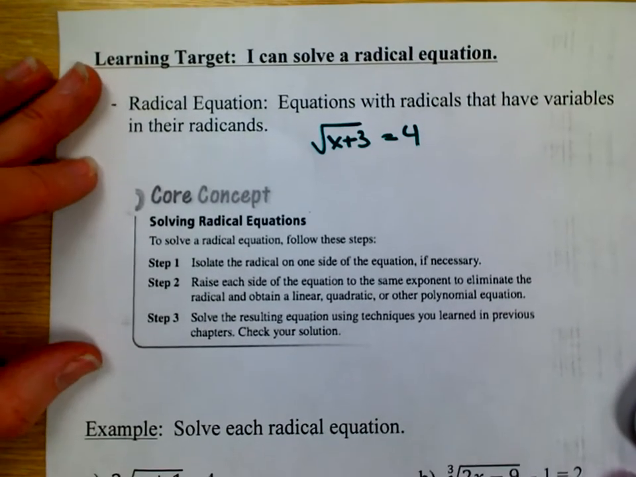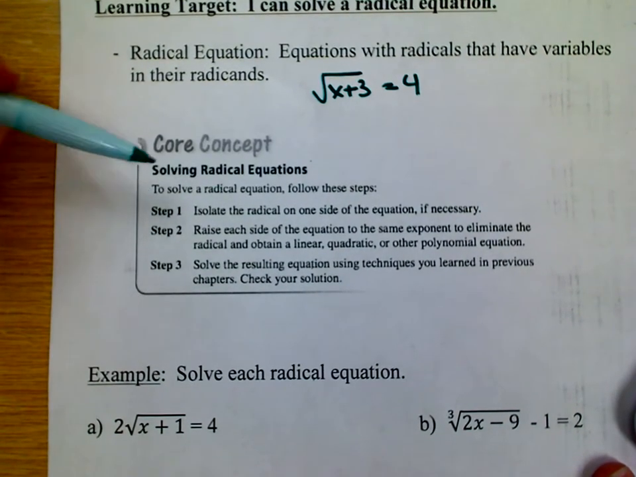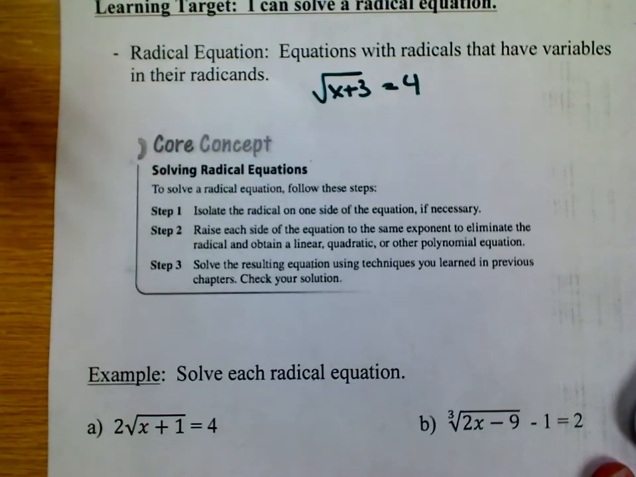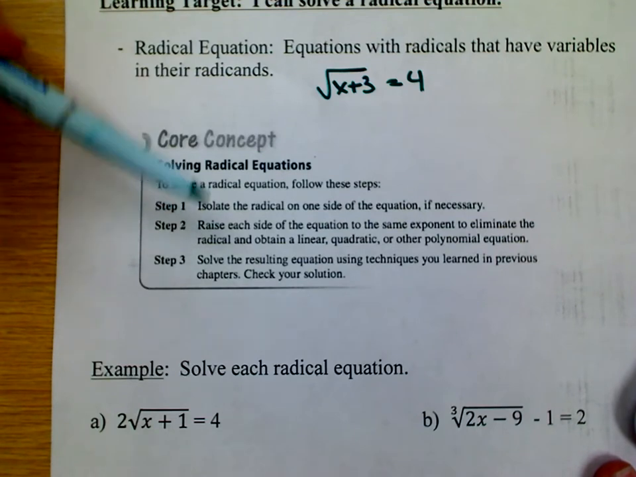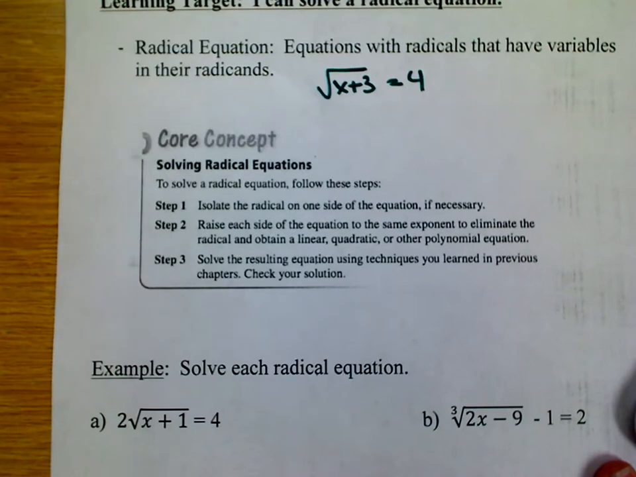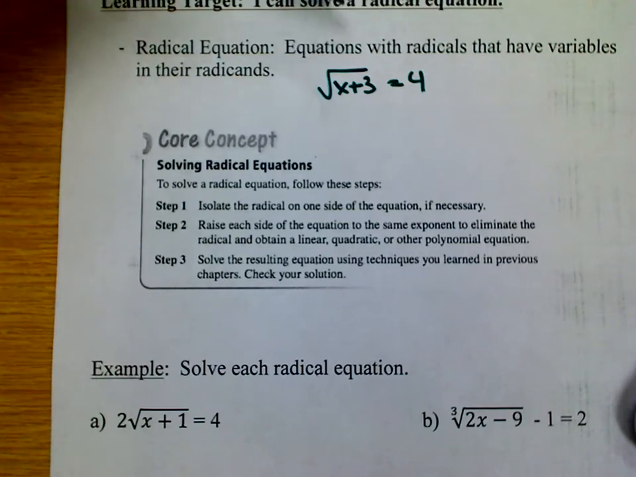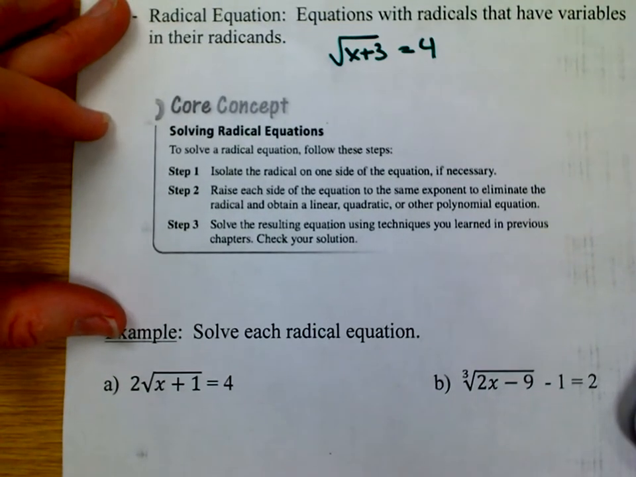And there's basically 3 steps where you need to solve, or to be able to solve, a radical equation. Step 1, you want to isolate the radical on one side of the equation if necessary, and that just means get the part with the radical by itself. Then step 2, we want to undo that radical. So we're going to raise each side of the equation to the same exponent to eliminate the radical. And you will obtain either a linear, quadratic, or another polynomial equation. And again, remember, whatever power you raise the radical side to, you have to raise both sides to keep that balance with your equation. And then step 3 is going to be to solve the resulting equation using your basic algebra techniques.